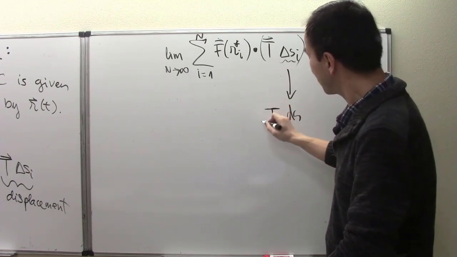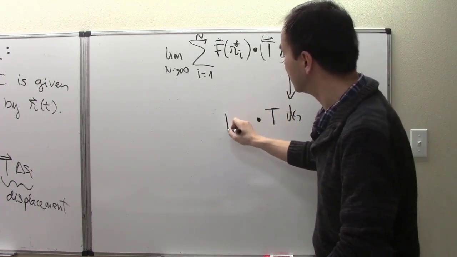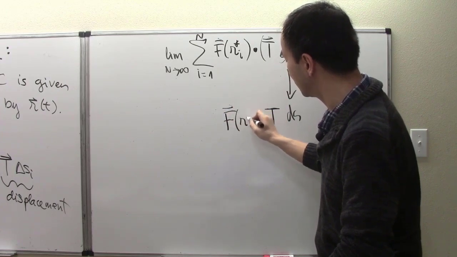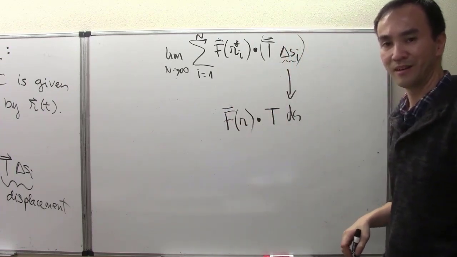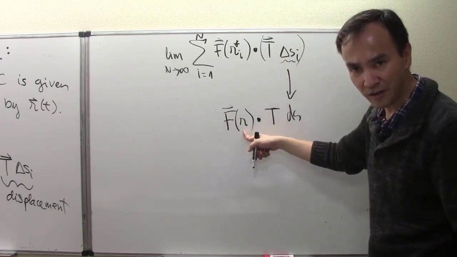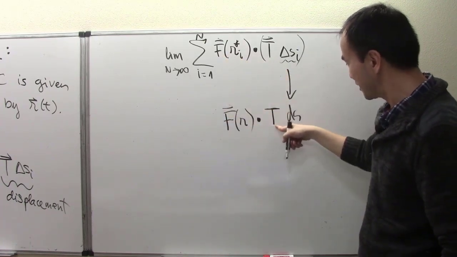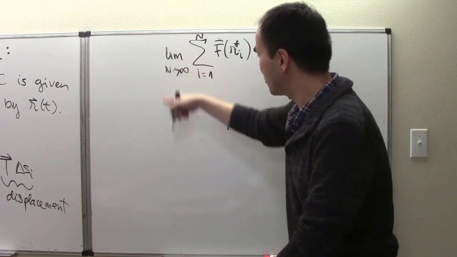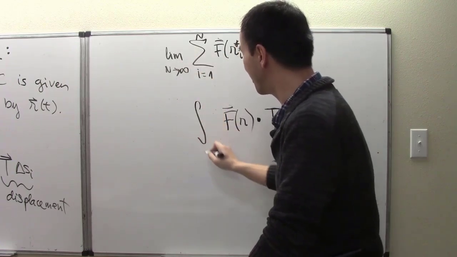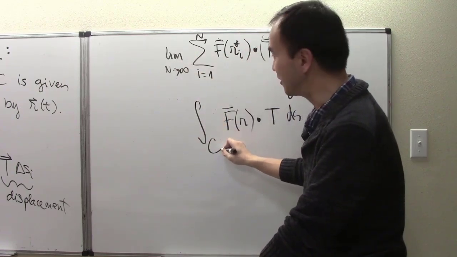But this vector is in dot product with the force vector at r. For short, we don't even have to write the r anymore. It's just the force vector, the vector field, dot with T ds. And then the accumulation here becomes an integral along the curve.